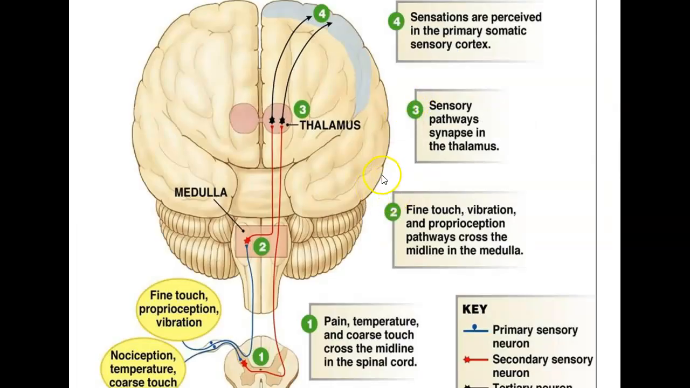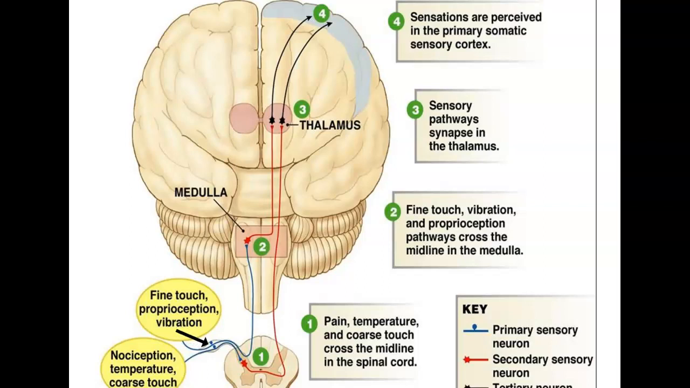Just to show you how some of these sensations are moving through the brain, we have talked about many of these brain parts. So let's go through and see how fine touch, proprioception, and vibration, and then we'll also talk about temperature and pain, and how those flow through. For fine touch, we're going to have sensors all throughout our skin or our body.